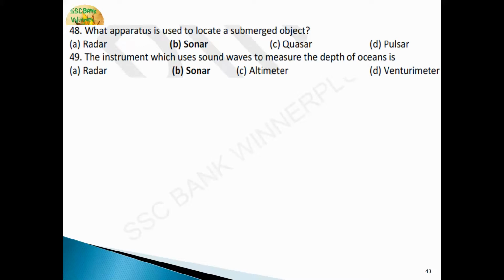What apparatus is used to locate submerged objects? Sonar. Sonar is used to locate submerged objects. One more question on sonar: the instrument which uses sound waves to measure the depth of oceans. To find the depth of the sea, we use sonar. The answer is option B, sonar.